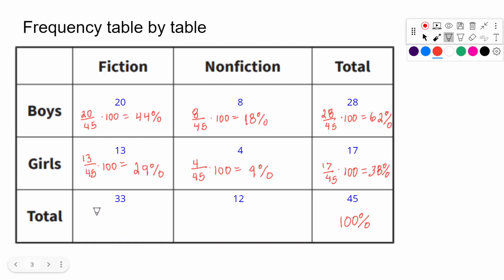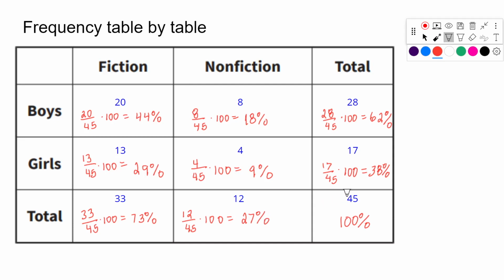And then let's look at the totals. What percent preferred fiction? We have 73%. And then what percent preferred nonfiction? 27%.